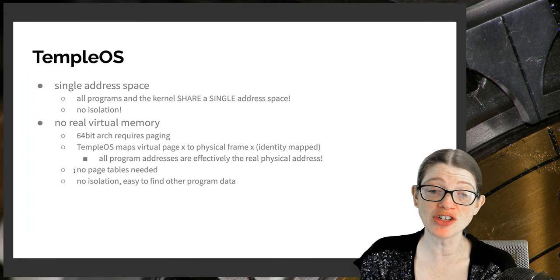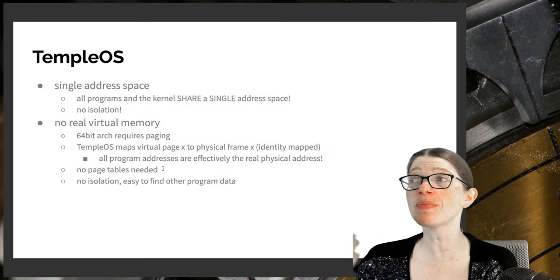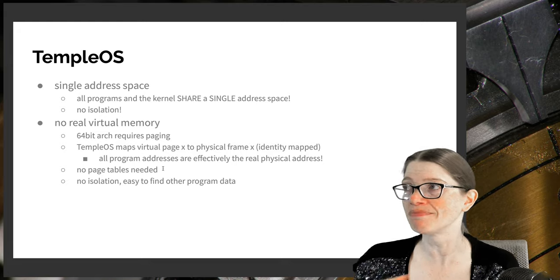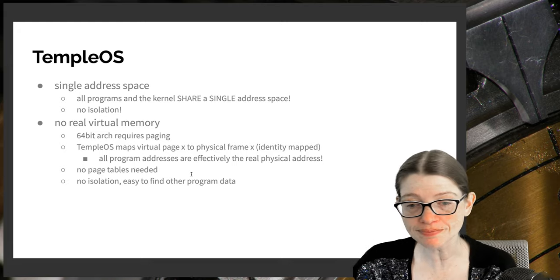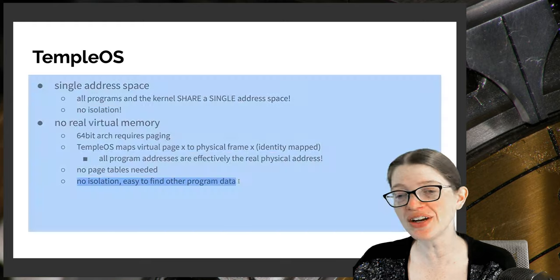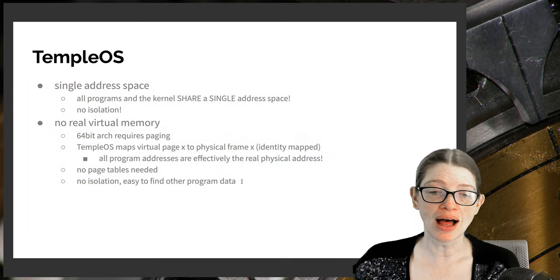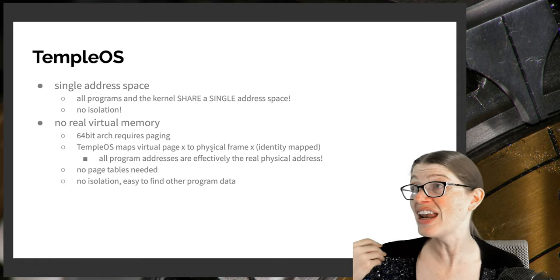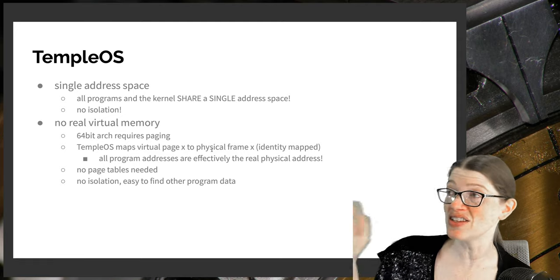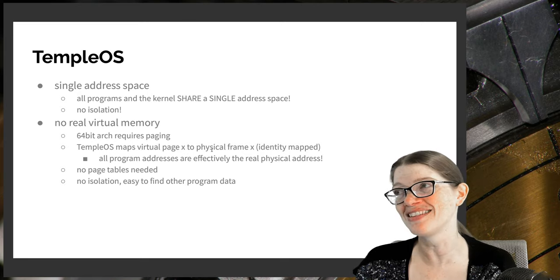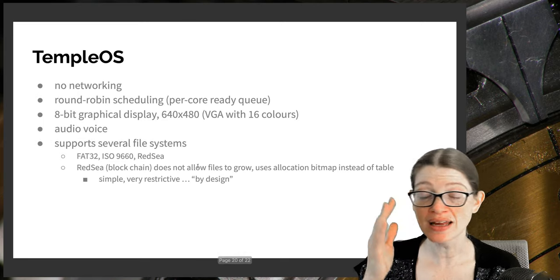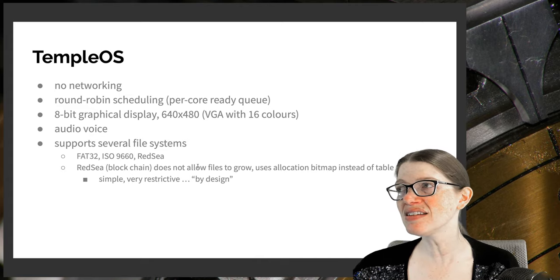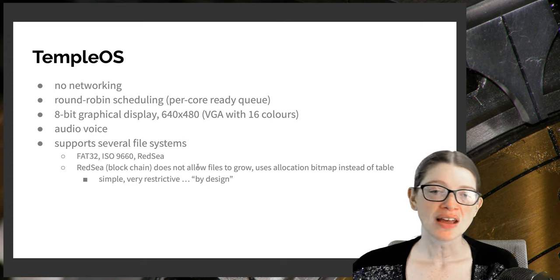Now, they don't actually need page tables. Whenever there's a page fault, it just writes the identity mapping to the TLB. So that makes things really easy. And again, no security. You can find any program's data you want because you have a single address space. Everybody's just using the physical memory straight up, so you can access every program's data, read it, and write it. So bad security, but easy communication. Now, they have no networking. That decision probably makes sense.